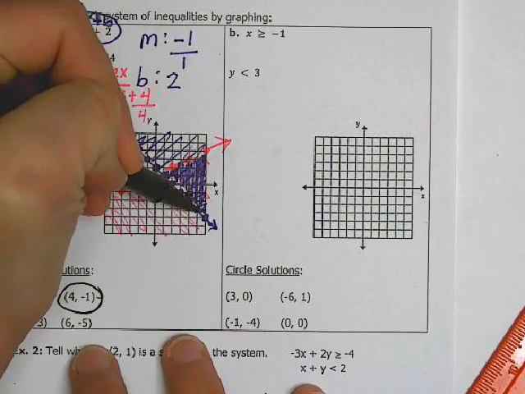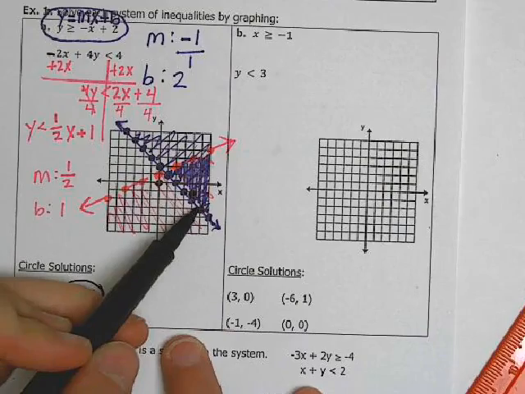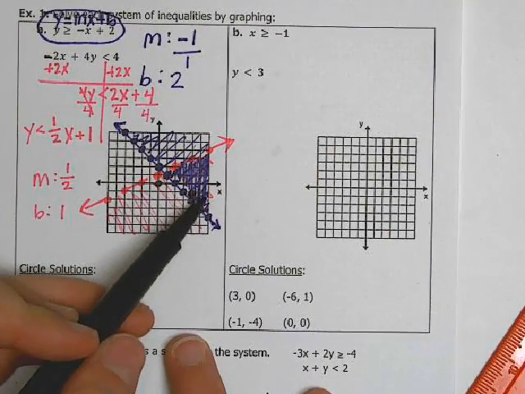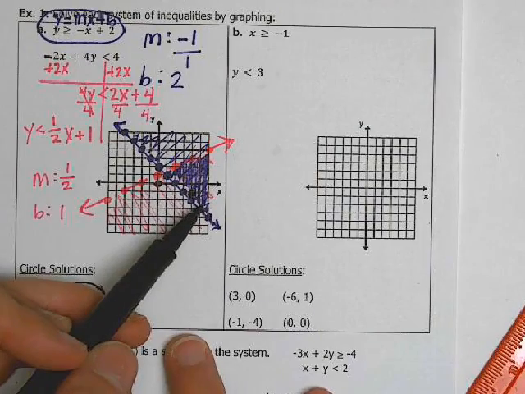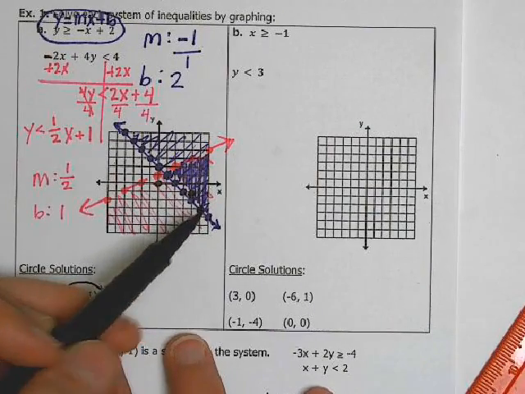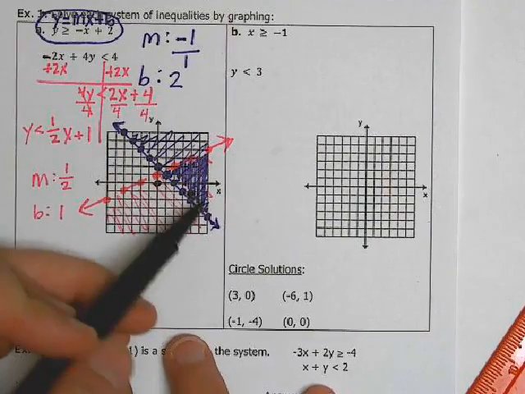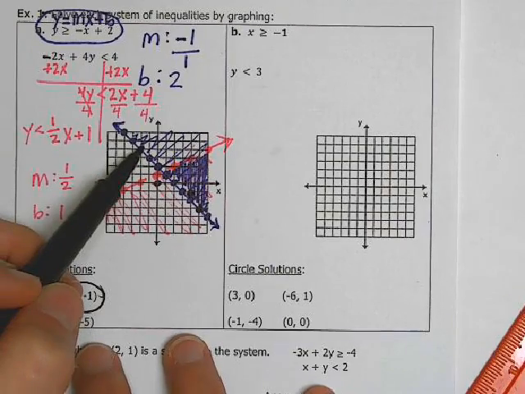1, 2, 3. Okay, it's on a solid line. And the solid line is touching the shaded region. Is that a solution? Yes. If it's on a solid line. What if it was on a dashed line? No, dashed lines don't count. Solid lines are good.